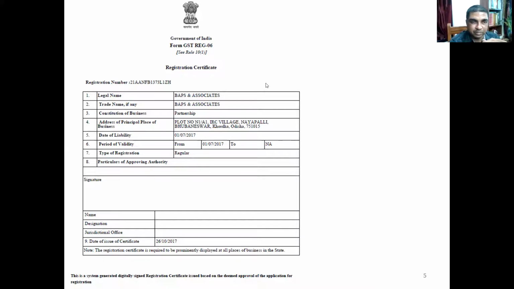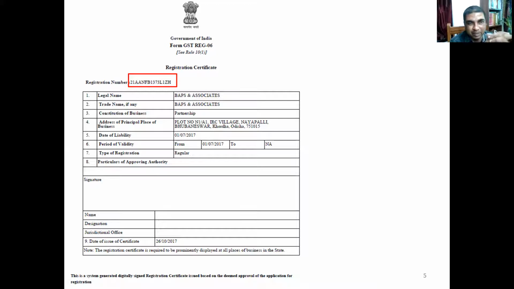Sir, 21 AAN FB 13 73 L IZH. Oh, that is L1ZH. Okay, so this is the registration number. And in earlier classes I had explained to you that 21 shows what? That is the state code, sir. Sure. That is the state code.